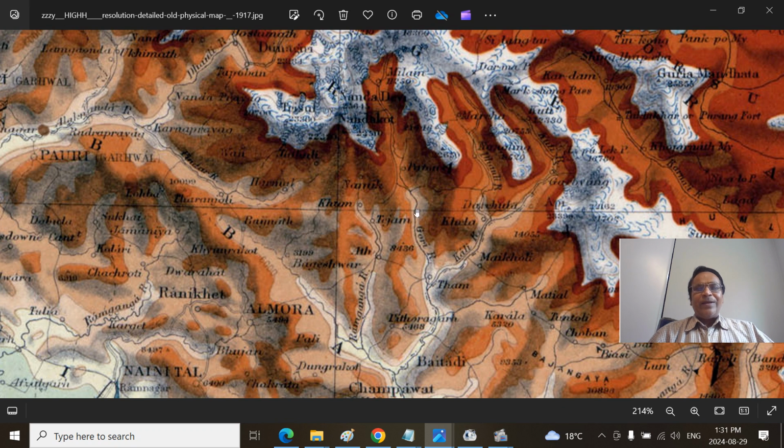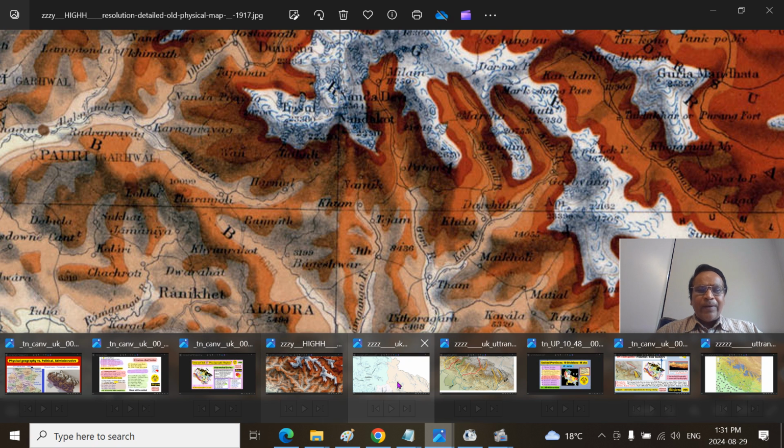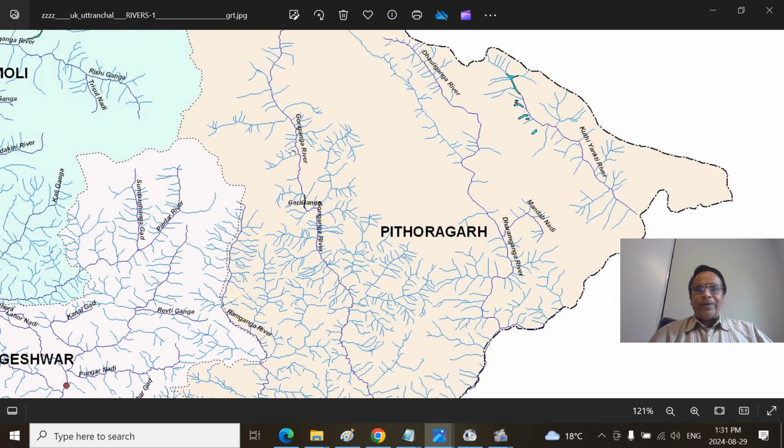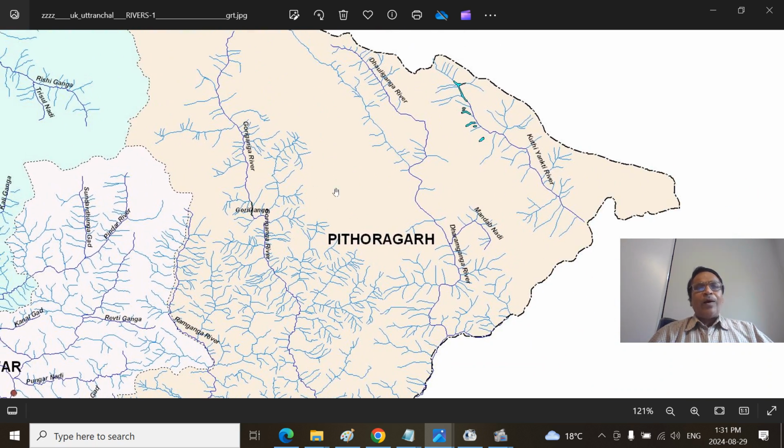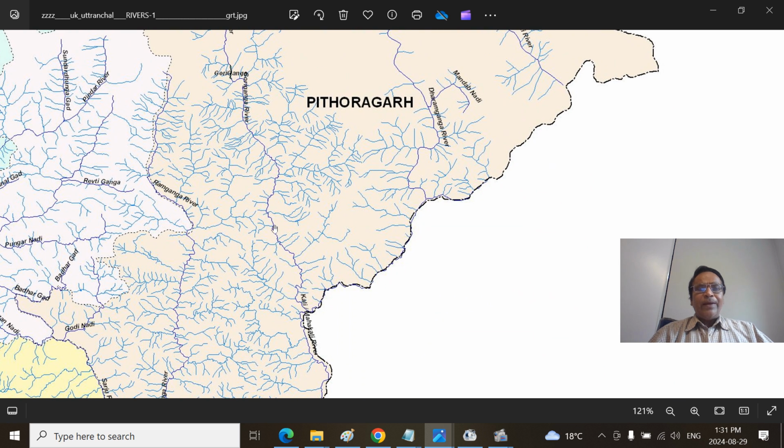You can see the Gori. This is the Dharma Ganga or East Dauli Ganga river. Munshiari town, I can read it here somewhere. The Munshiari town and this town. So that is the one part, and we will look at the other. You have to know the river. Remember, this is the water divide with the Gori Ganga river. Gori Ganga joins the Kali river, the Sarda river. This is the Nepalese territory. This is the Uttarakhand border.